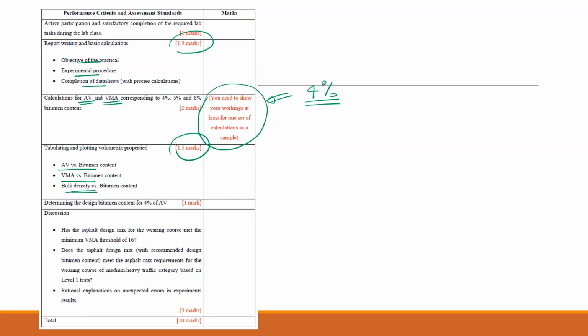You need to do the tabulation and plotting for these. And then you find the design bitumen content for 4% of air voids. There are some discussion questions for you to answer. Its marks are out of 10.